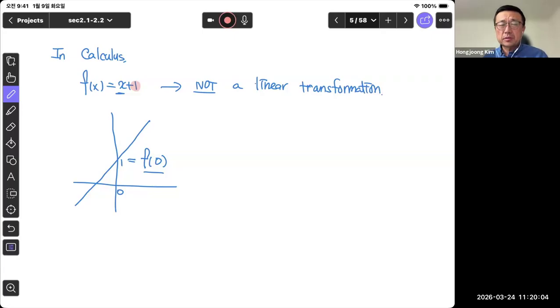So in calculus, some people call the function x plus y a linear function just because the exponent, the power of x, is 1. But in our linear algebra class, it is not a linear transformation because the 0 is shifted. So please be careful.